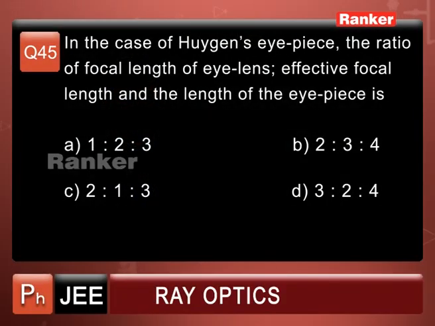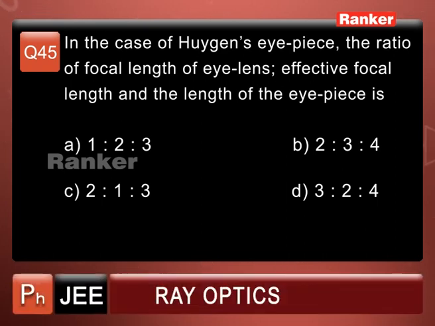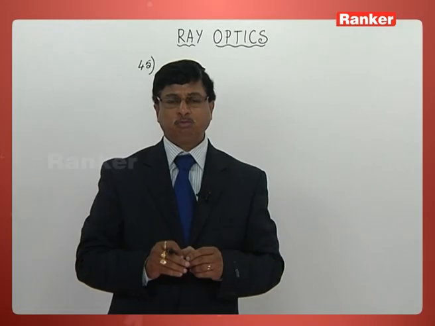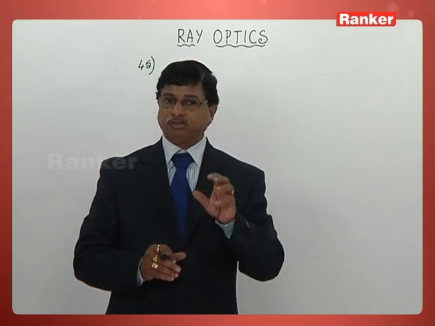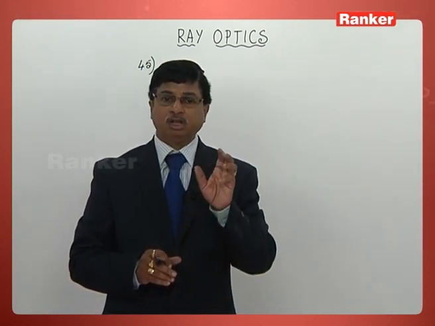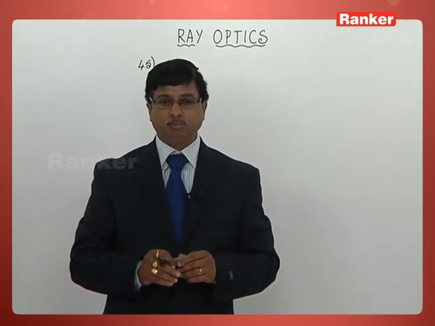Options are given this way: 1:2:3, 2:3:4, third option 2:1:3, and fourth option 3:2:4. What is the correct option? We have to decide. Like in the previous case, we have to first of all recollect what are these values of which the ratio is asked in this problem.